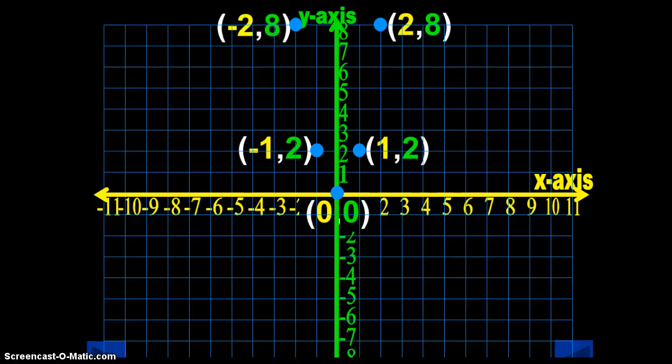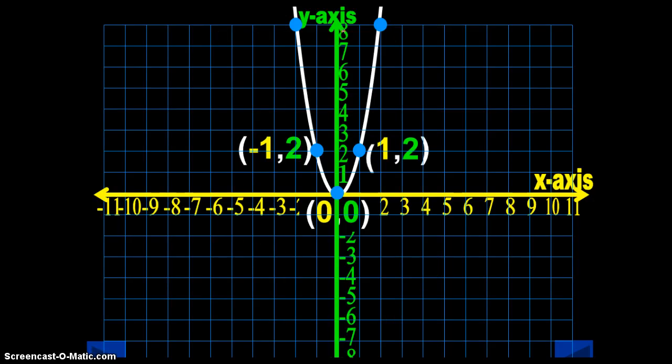We are going to connect these points together, and this is our parabola. It opens upward because, if you remember, the coefficient of x squared was 2, which is positive, that's why it opens upward. That's it.